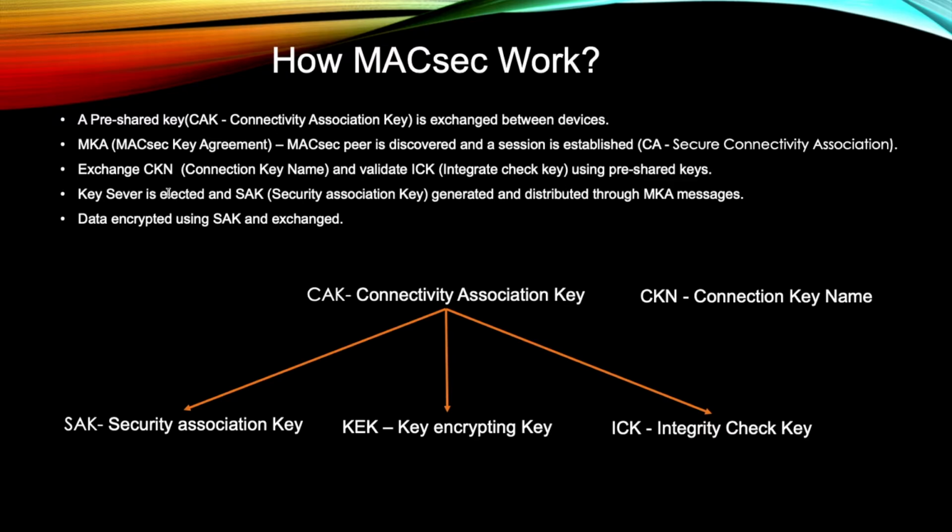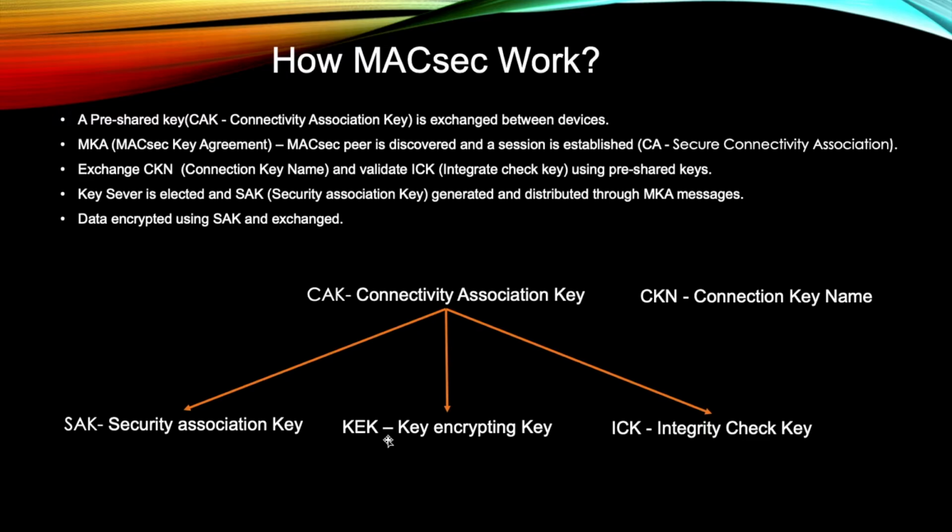Next, a server is elected. So out of these two devices, one device will act as a server. That server is elected by using some method, and it will generate a security association key. The security association key is basically used to encrypt your data. So once the data leaves one device, this key will be used to encrypt that data.